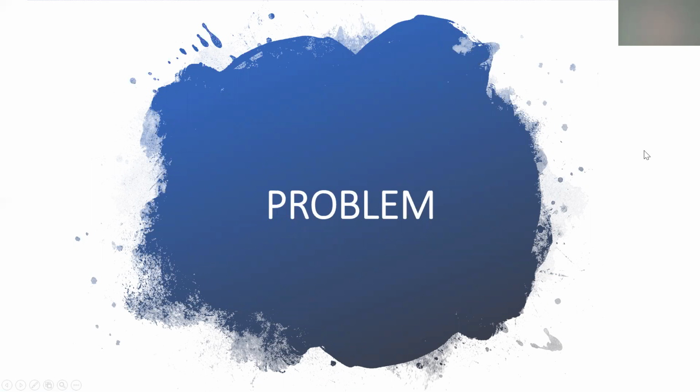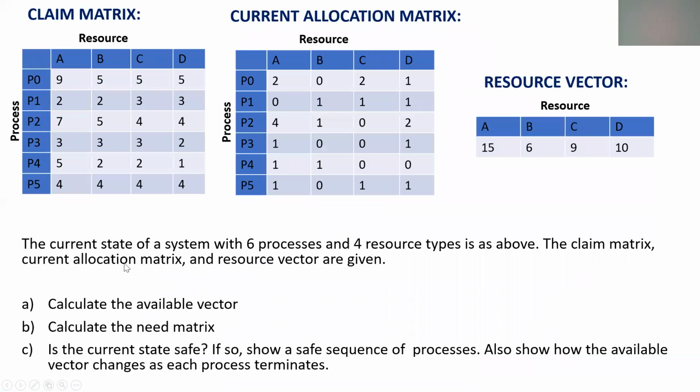Now let's do a problem to consolidate all of this. So here's our problem. The current state of a system with 6 processes, P0 to P5, and 4 resource types, A to D, is as above. The claim matrix, the current allocation matrix, and the resource vector are given. So calculate (a) the available vector, (b) the need matrix, and (c) see if the current state is safe, and if so, show a safe sequence of processes, and also how the available vector changes as each process terminates.